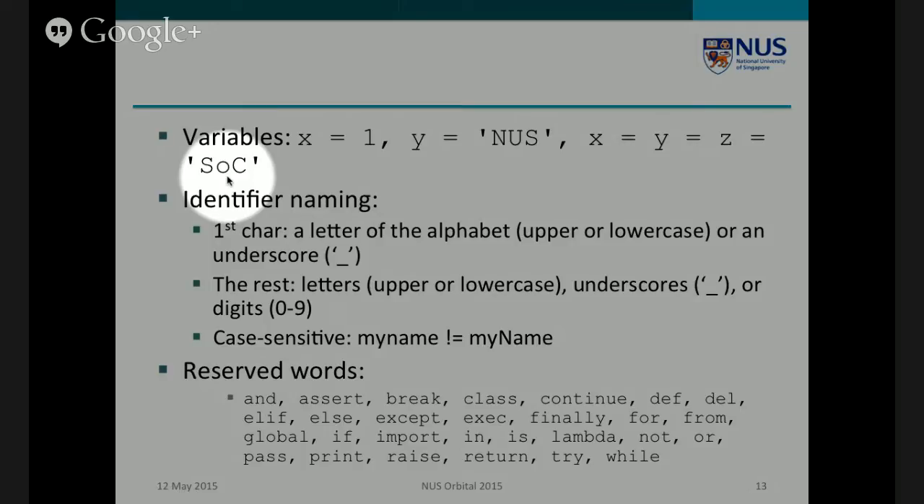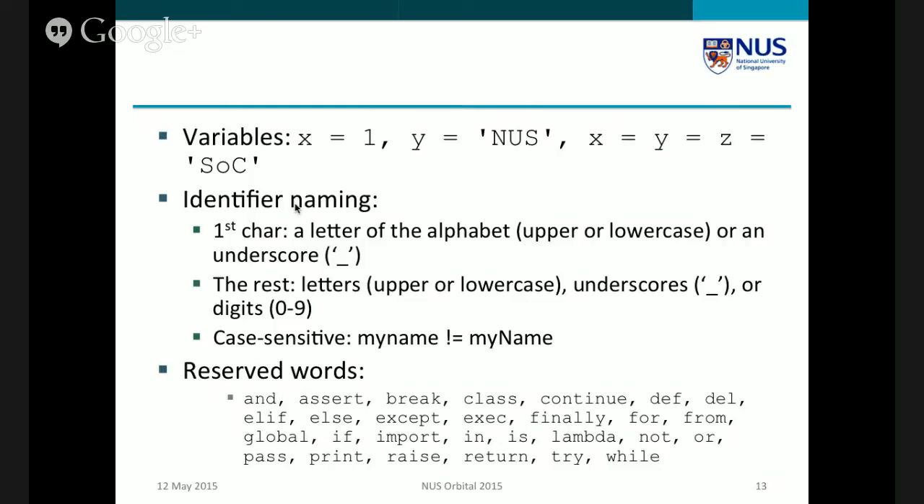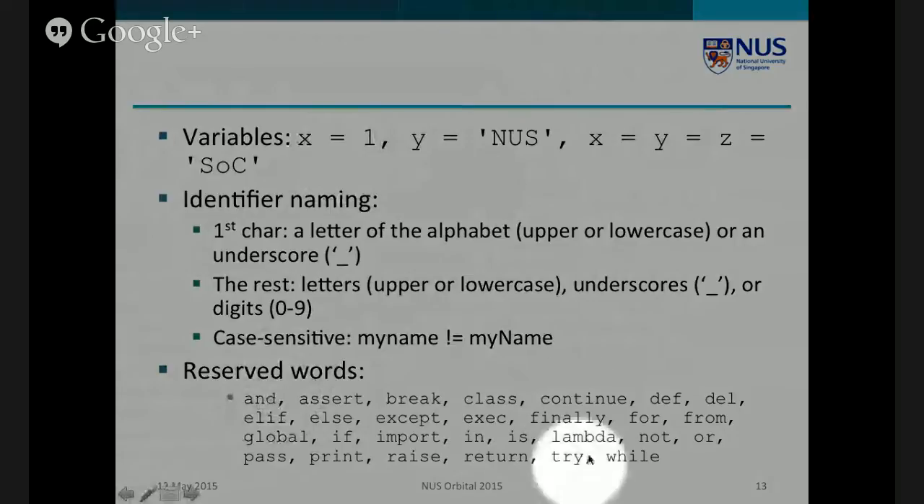The naming convention for variables is pretty simple. The first character has to be a letter of the alphabet or an underscore. The rest have to be upper or lowercase letters, underscores or digits. And Python is case sensitive, like a lot of other things. So if you have myname and myName, where Name is capitalized in the second one, it's not the same. So there are two different variables. There are lots of reserved words in Python, so try not to name variables after these, because then you'll be very confused for a while: why is my program not working?